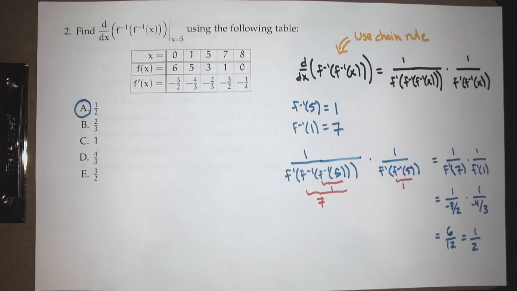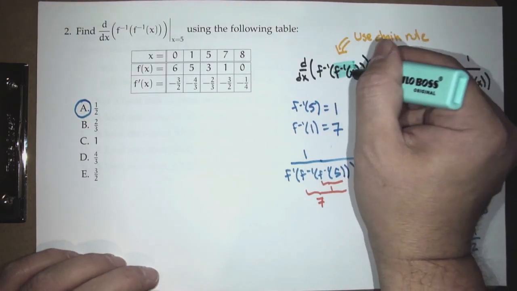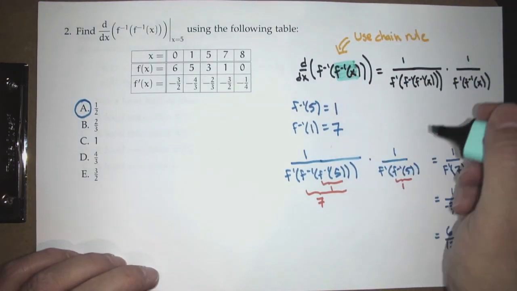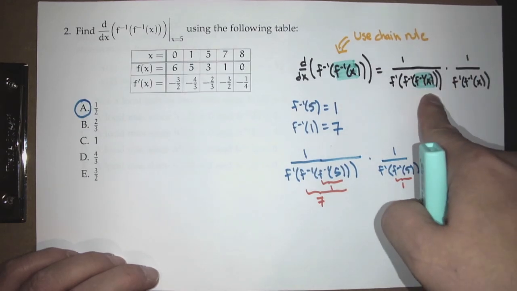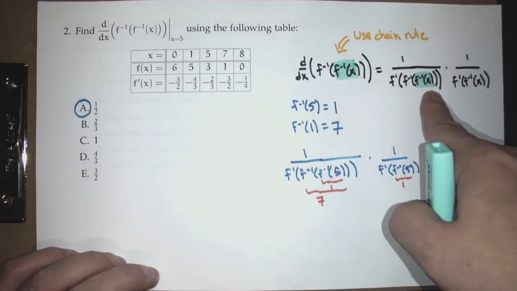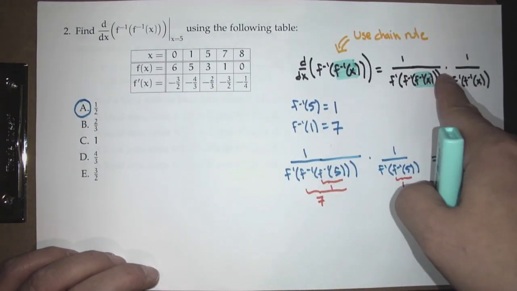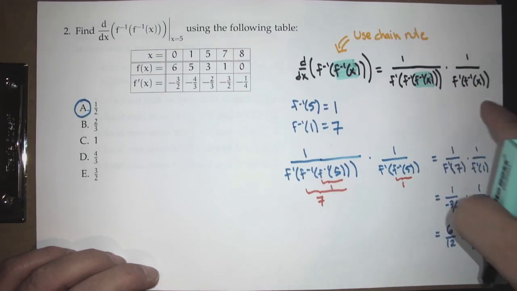So we need to use our chain rule. Be careful here, because it's easy to lose what's on the inside and what's on the outside if you're not paying attention. So this layer, f inverse of x, that's our inside. And that corresponds to this f inverse of x here. So it's 1 over f prime of f inverse of the inside, times the derivative of f inverse, which is 1 over f prime of f inverse of x.